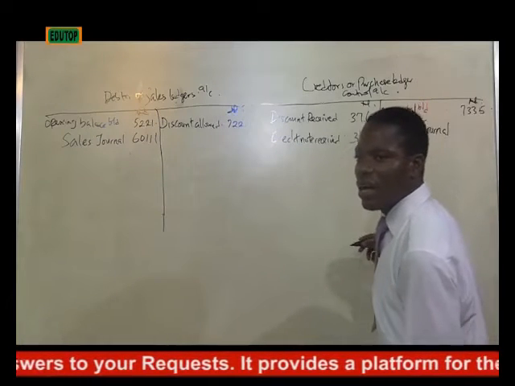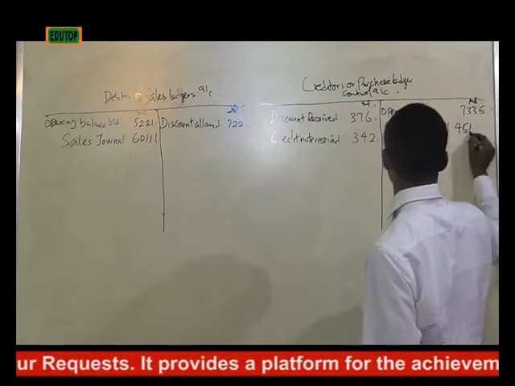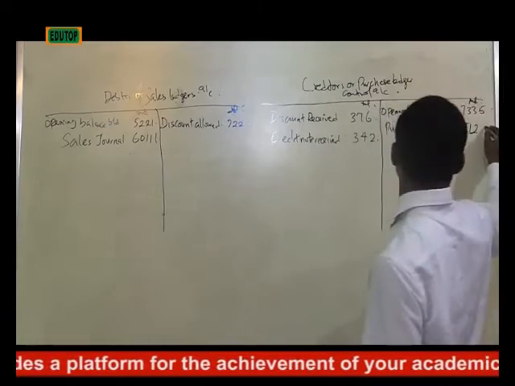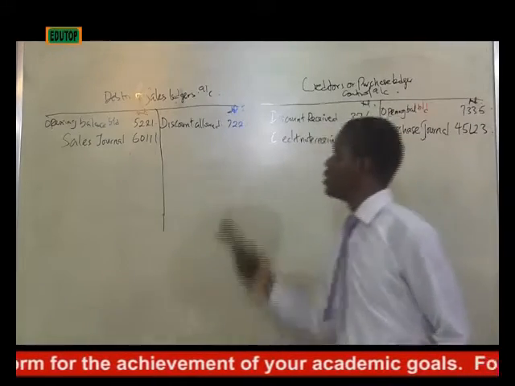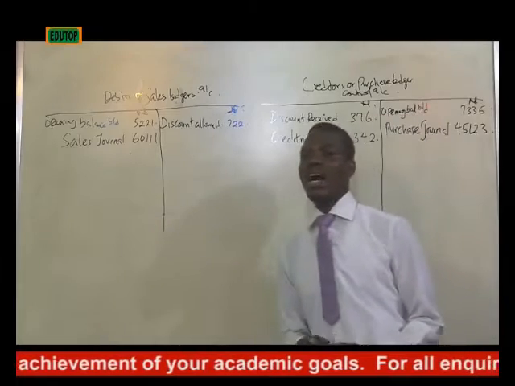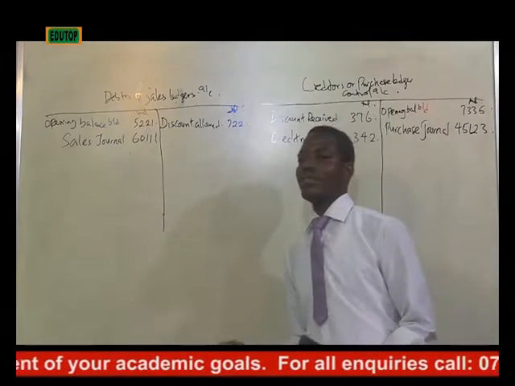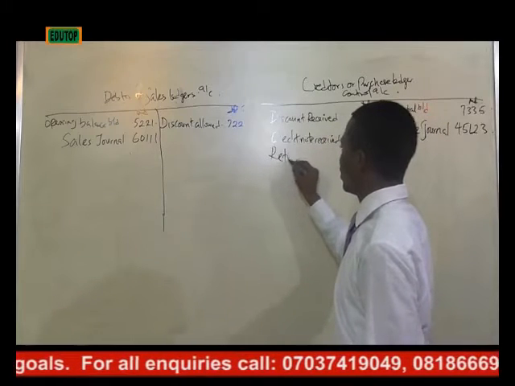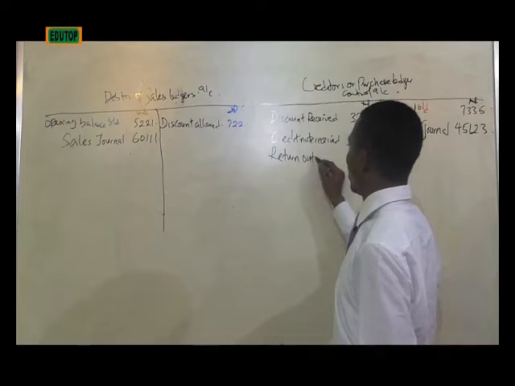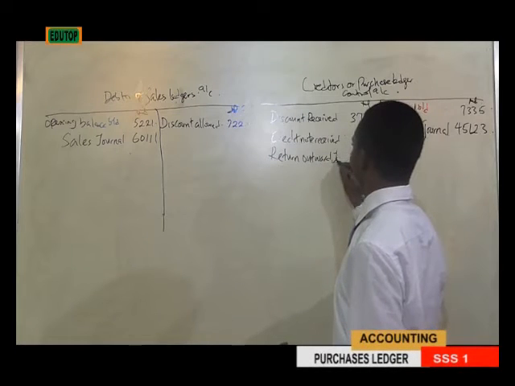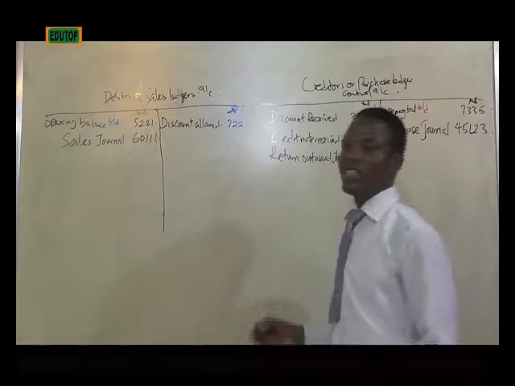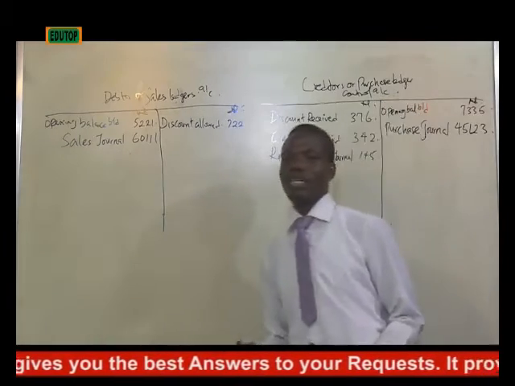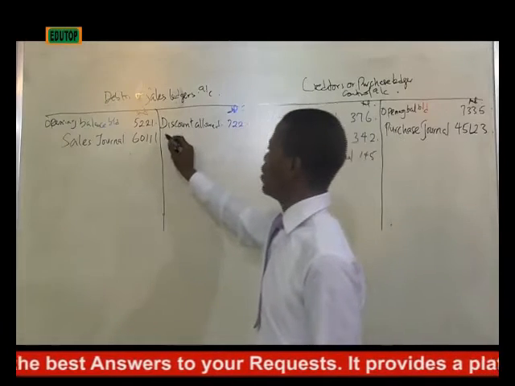The purchase journal is 4-5-1-2-3. Now, return outward journal. Return outward will be on the debit side of the creditor. Return outward journal, that is the 145.